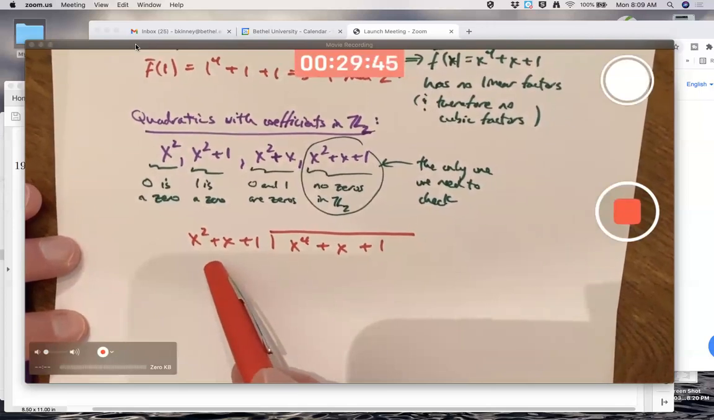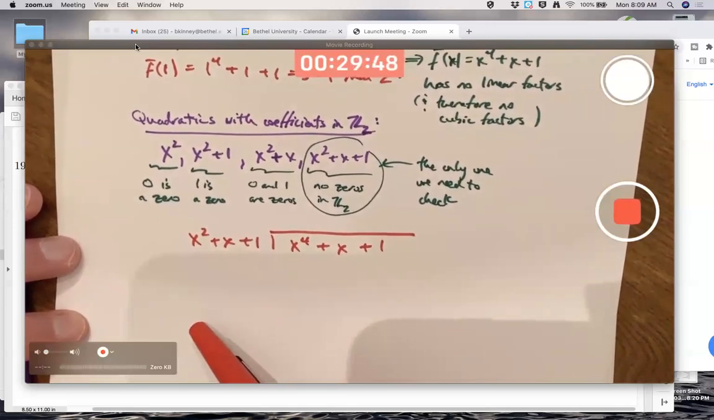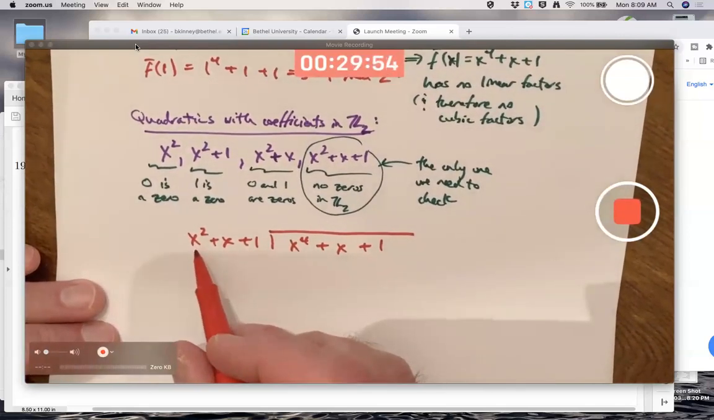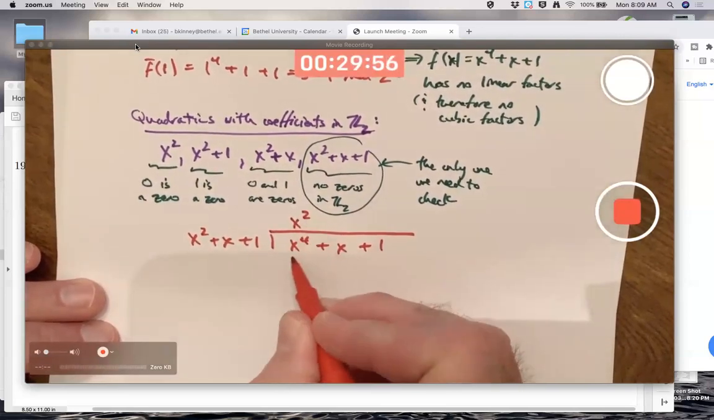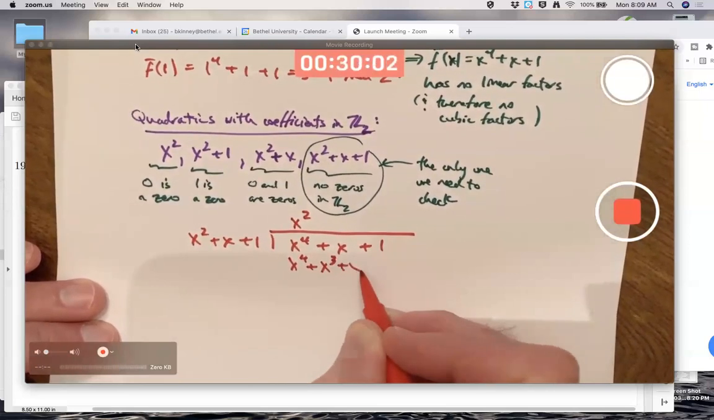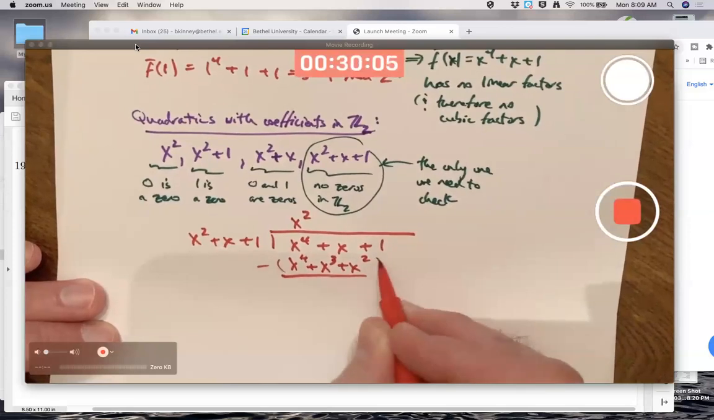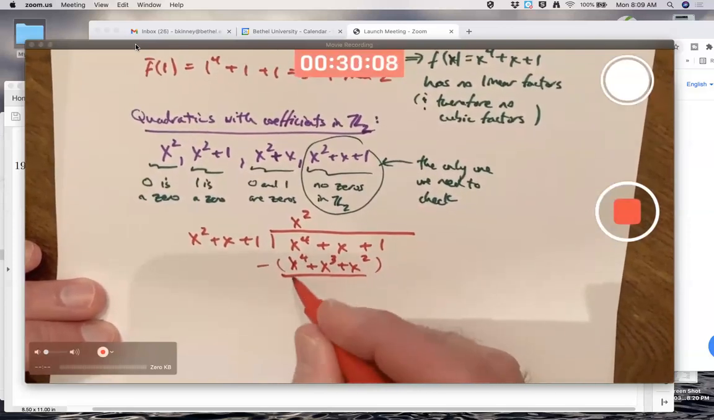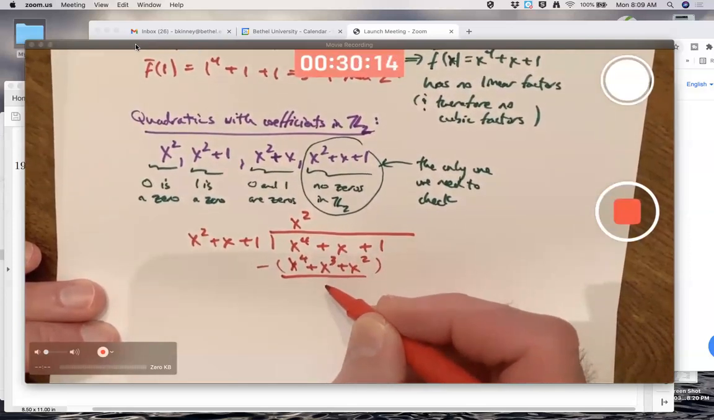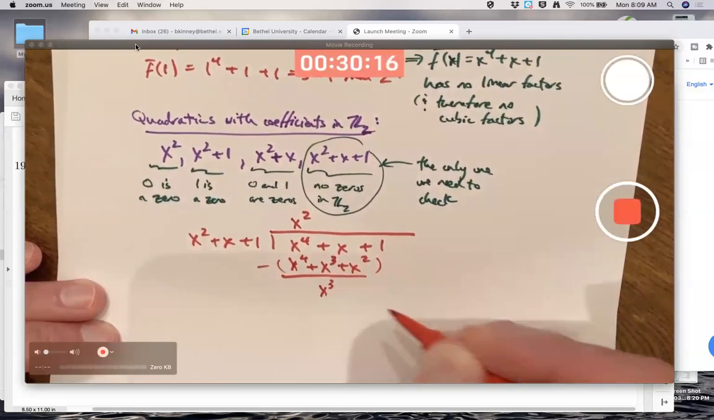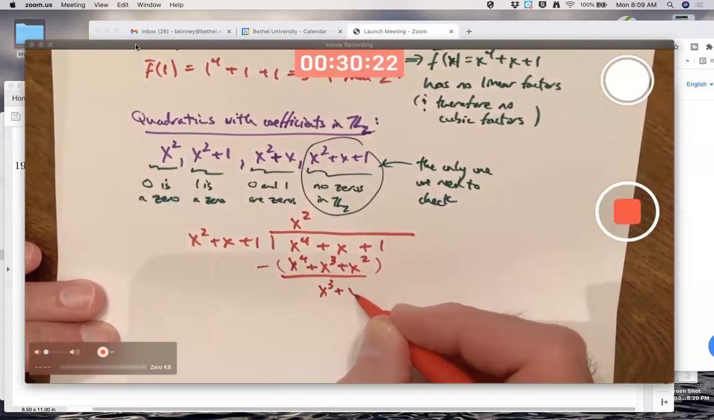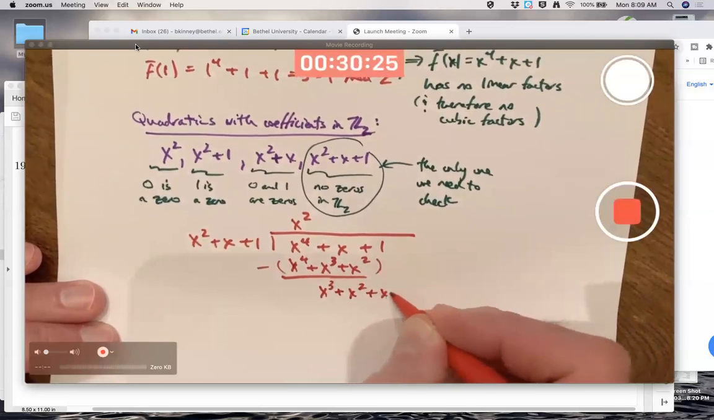We want to do this long division and see if we get a non-zero remainder. It's long division mod 2. What do I have to multiply x squared by to get x to the fourth? I got to multiply it by x squared. Now multiply that times everything there and write it down here. And then subtract. X to the fourth minus x to the fourth is 0. There's no x cubed term here. 0 minus x cubed is negative x cubed, but mod 2, that's the same as positive x cubed. 0 minus x squared is negative x squared, but mod 2, that's the same as positive x squared. And then bring the x and the 1 down.